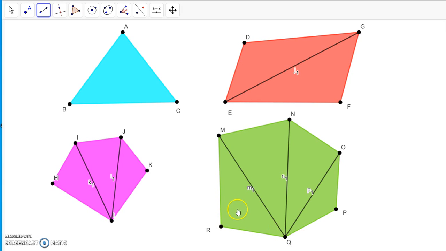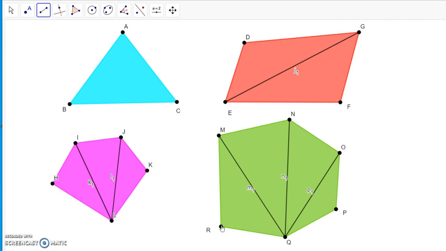So the sum of the interior angles of this hexagon, which is M, N, O, P, Q and R, will be equal to the sum of the interior angles of these four triangles, that is MRQ, MQN, NQO and OQP. So because there are four triangles here, the sum would be 180 plus 180 plus 180 plus 180, which should total to become 720. So the interior angles of a hexagon should sum up to 720 degrees.